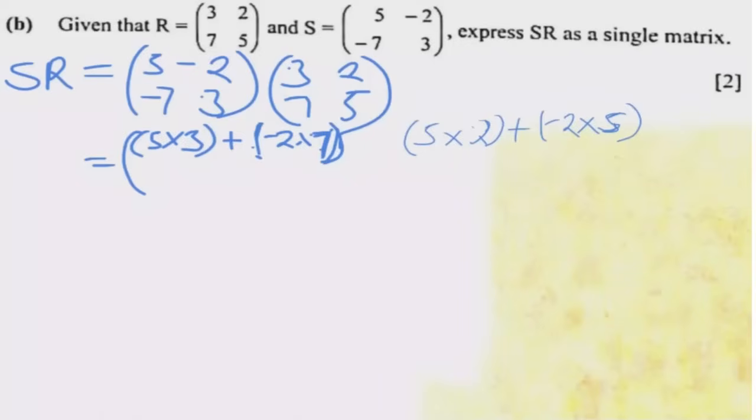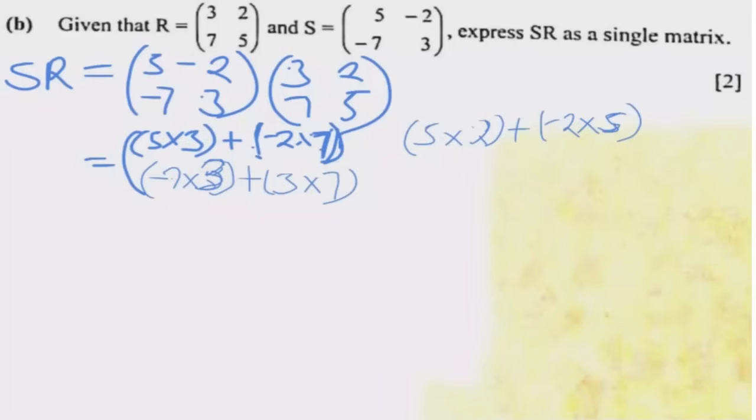We start with the row that is down, which is negative 7 and 3. So we open bracket, we say negative 7 times 3. We start with the first column. So negative 7 times 3, close bracket, plus 3 times 7. Let's hope this 3 is seen. It's clear, 3 there. Close bracket like that.